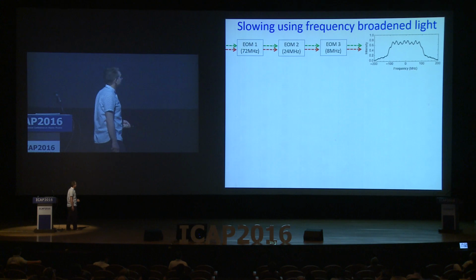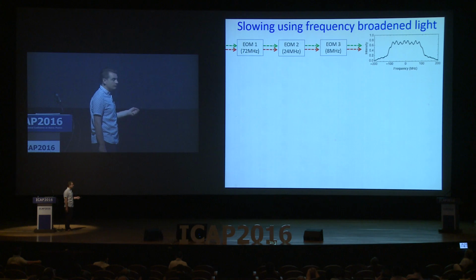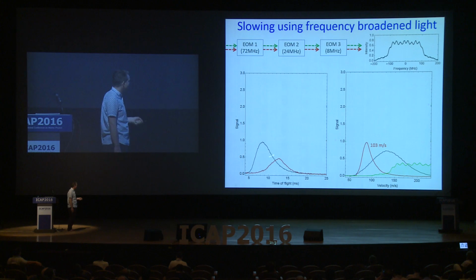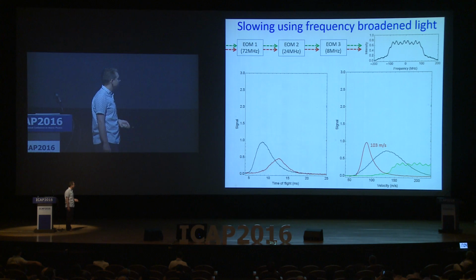So then I'll show you some data that we get from these slowing experiments. First of all, the slowing using the frequency broadened light. What I'm showing here on the left-hand side are the time of flight profiles that we measure at this last detector. On the right-hand side, the velocity distributions that we measure at that same detector. The black curves are what we see when we do nothing, when no slowing light is applied, and the red curve when we apply the slowing light. And this frequency distribution of the light transposed onto the velocity axis is shown by this green curve here.